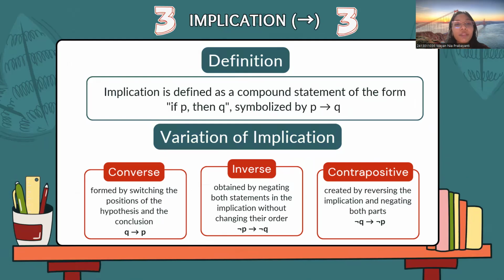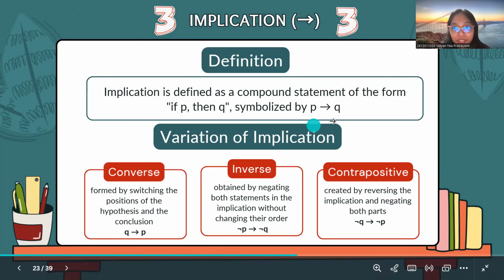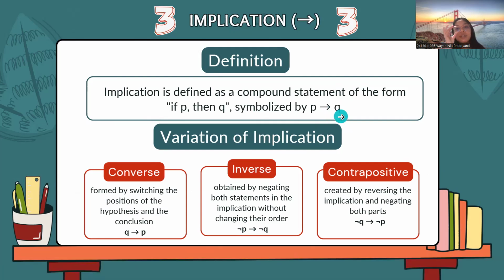Next we have implication. Implication is defined as a compound statement of the form if P then Q, symbolized by this arrow. As you can see, implication has three variations. The first is converse. Converse is formed by switching the position of the hypothesis and the conclusion.